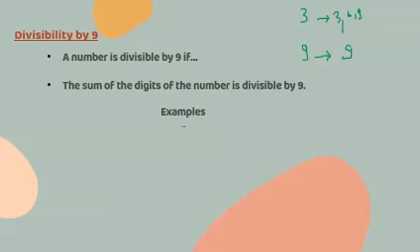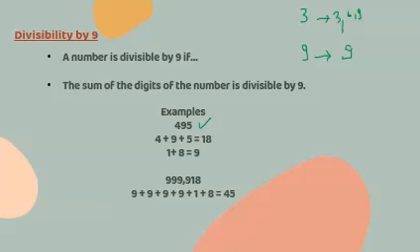I'm going to take as an example 495. If you add them, 4 plus 9 is 13, 13 plus 5 is 18, 1 plus 8 again is 9, so the number is divisible by 9. And we have 999,918. If you add the digits, you're going to get 45. Then you add 4 plus 5, which is 9, then the number is divisible by 9.